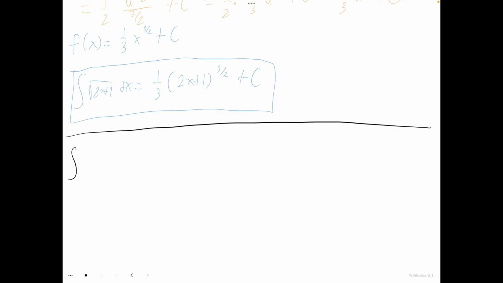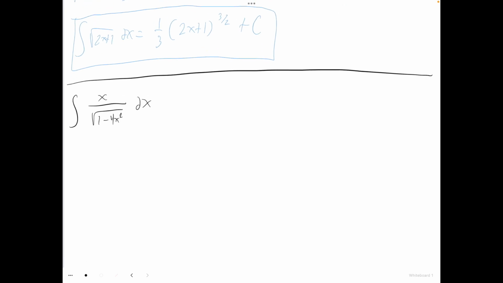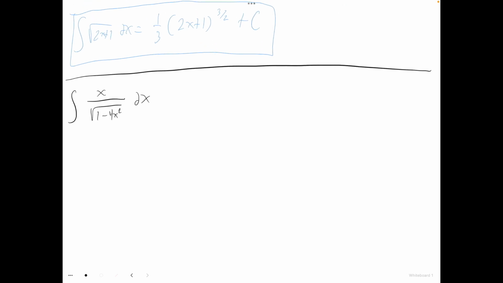So next, we're going to take the integral of x over the square root of 1 minus 4x squared dx. Again, we're going to look for a thing that's inside that we've done some kind of composition with. That is the dead giveaway for a u-substitution, or the substitution rule. And so the thing that it looks like we plugged into the square root function is our 1 minus 4x squared. So u is going to be 1 minus 4x squared.